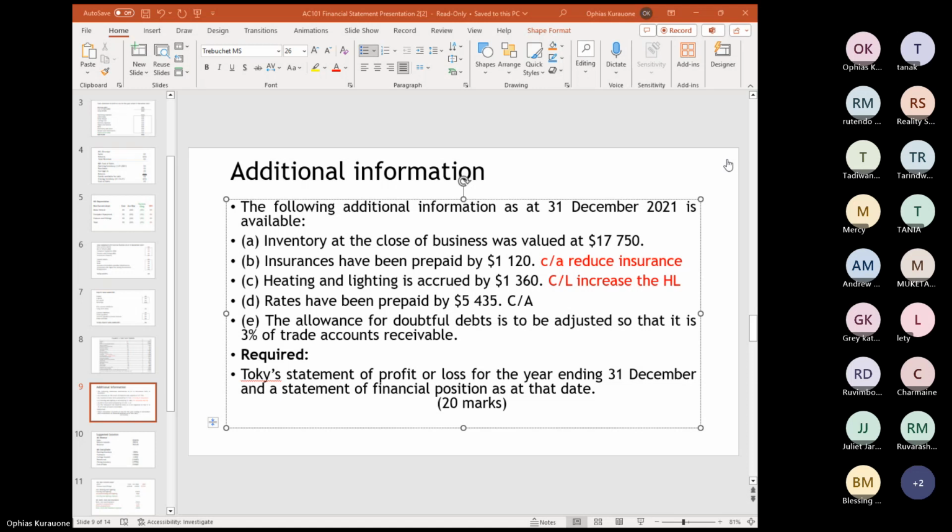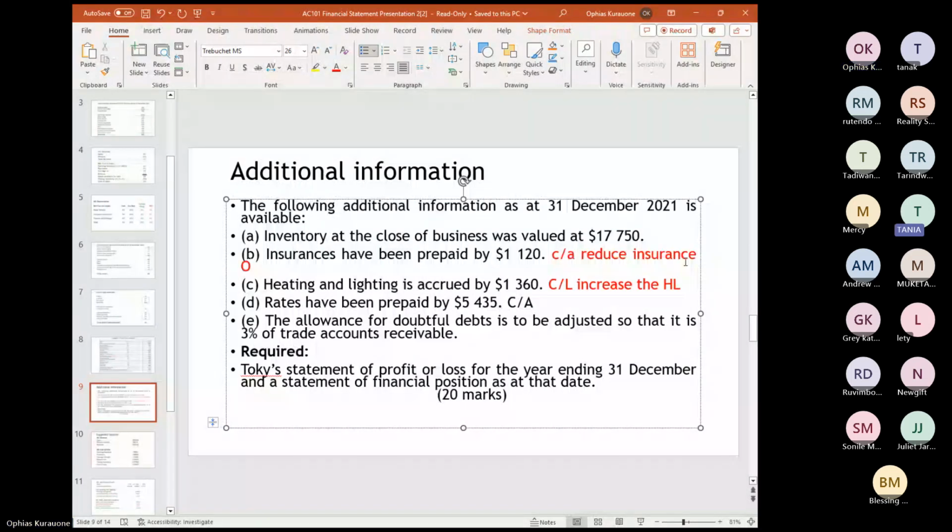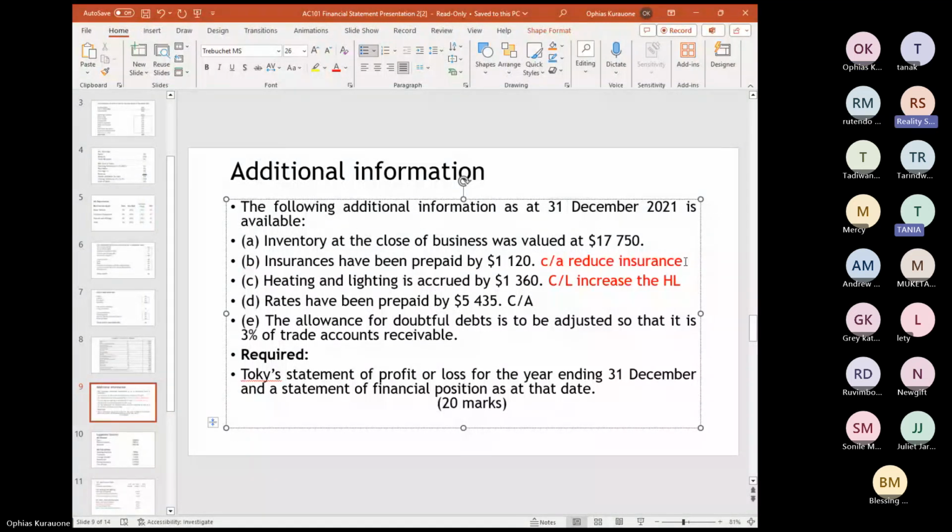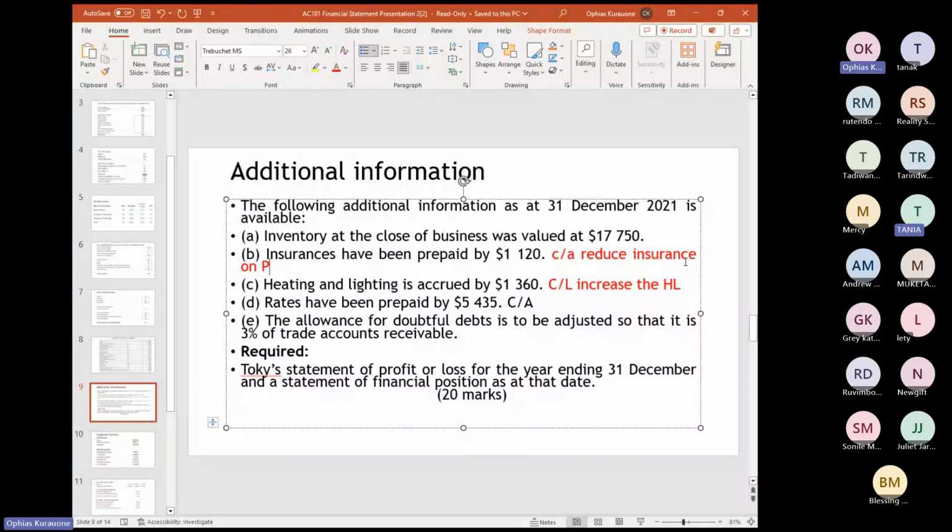Then prepayment, that is a current asset, and these current assets, it reduces insurance on P and L, on profits, on P and L. This one increases current liabilities, increases the heat and lighting on P and L.